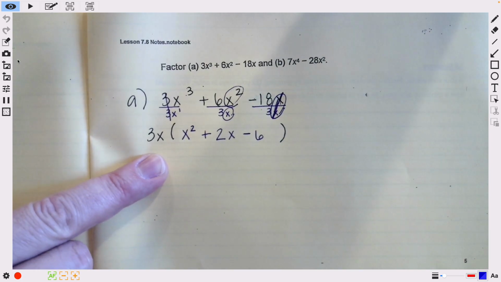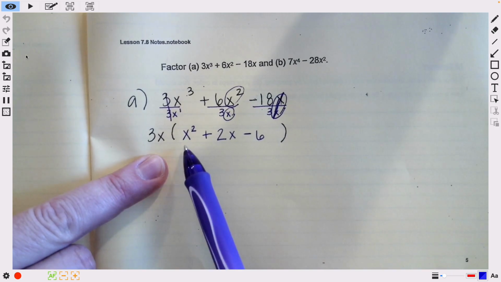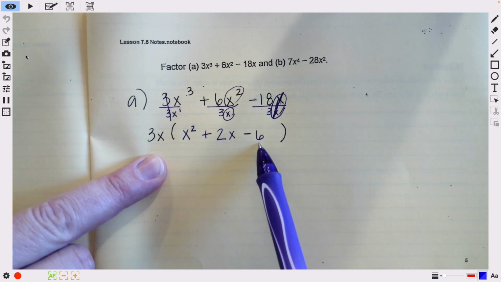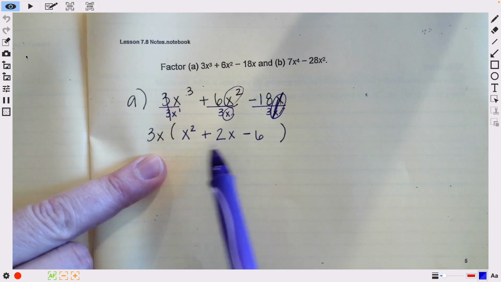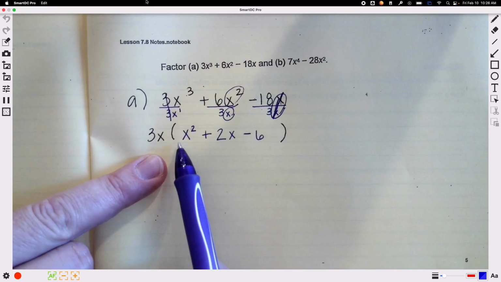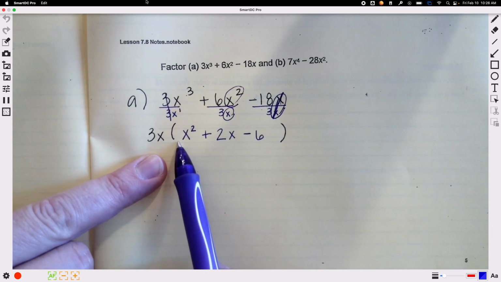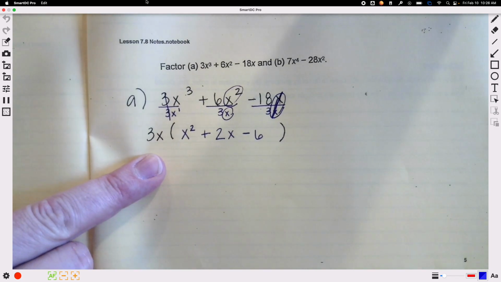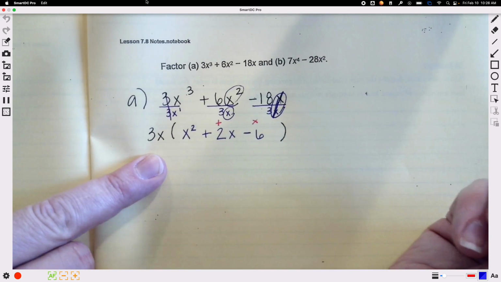Then our flowchart says, with what is left in the parentheses, follow your flowchart. So now we're just looking at the parentheses. We go down the line. Are there 2 terms? No. Are there 3 terms? Okay. The next question then, is the leading coefficient 1? In the parentheses? Mm-hmm. So this could potentially be a basic trinomial. Are there any 2 numbers that multiply to negative 6 and add to 2?